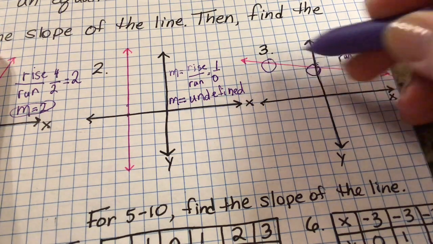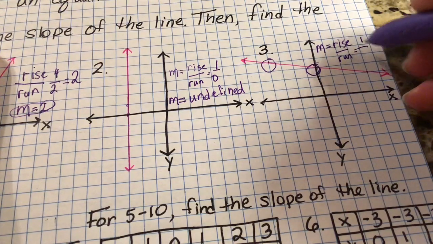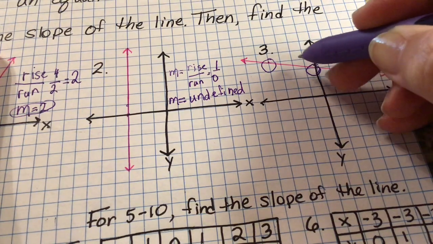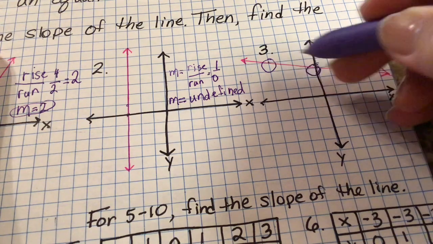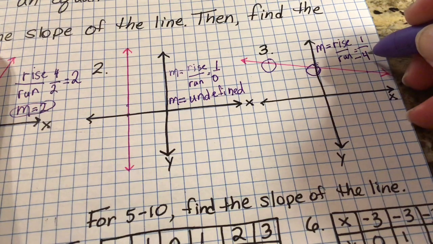How far do I rise to get to that point? I rise 1 unit. How far do I run? I run 1, 2, 3, 4 in a negative direction. And I'm going to put -4 here, but I'm going to show you the best way to write that.